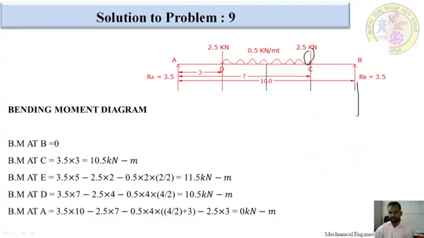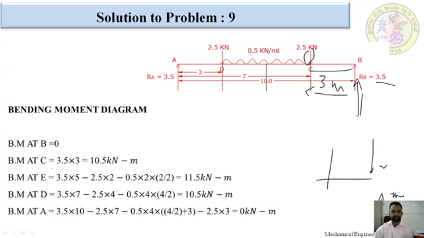First this load into this distance. This is a positive value. In bending moment calculation, from the right of the section, upward force is taken as positive, downward force is taken as negative. Upward is positive, 3.5 into this distance. How much is it? 3 meter. This is 3.5 into 3 meter. Total is 10.5 kilonewton meter.